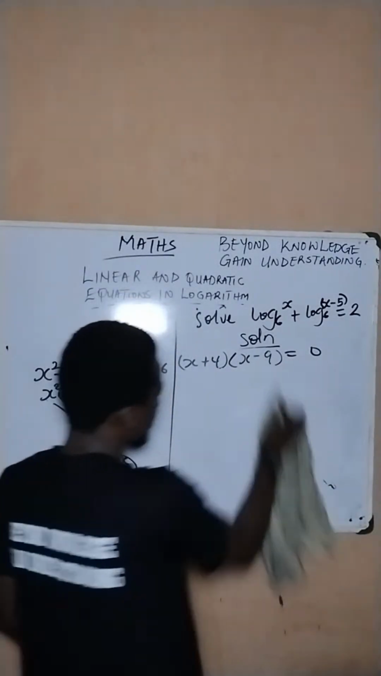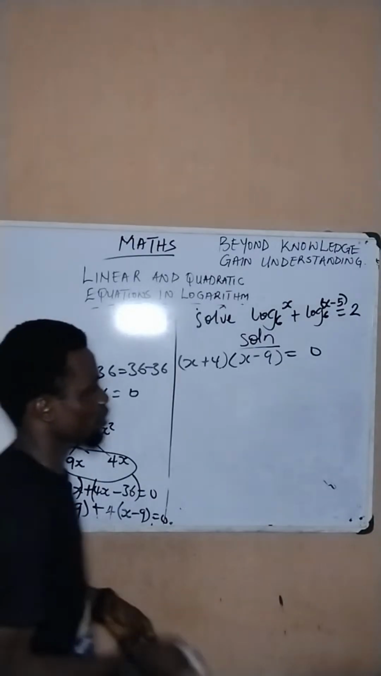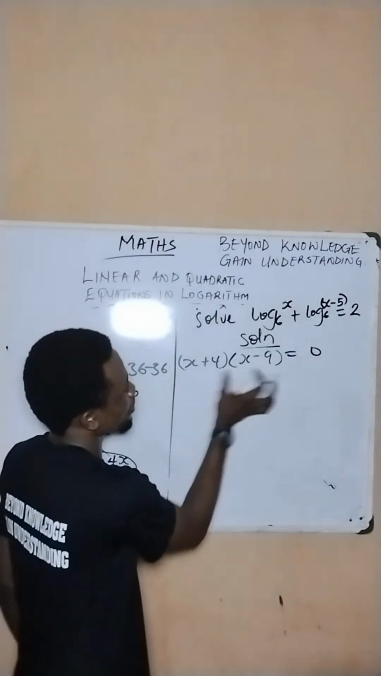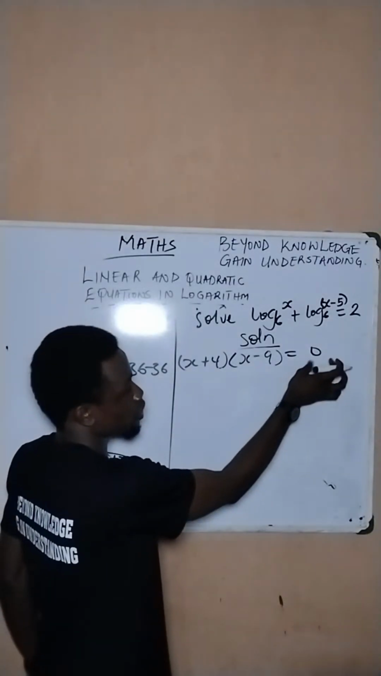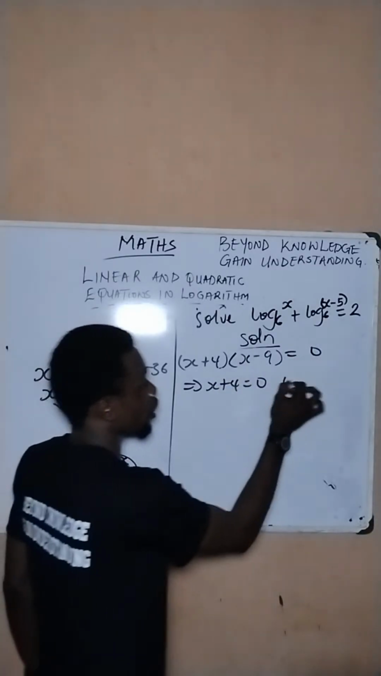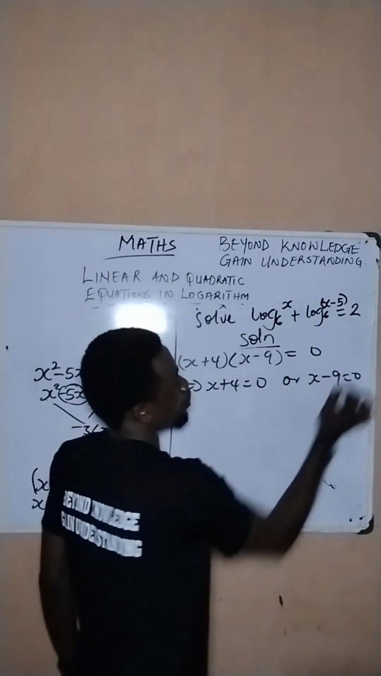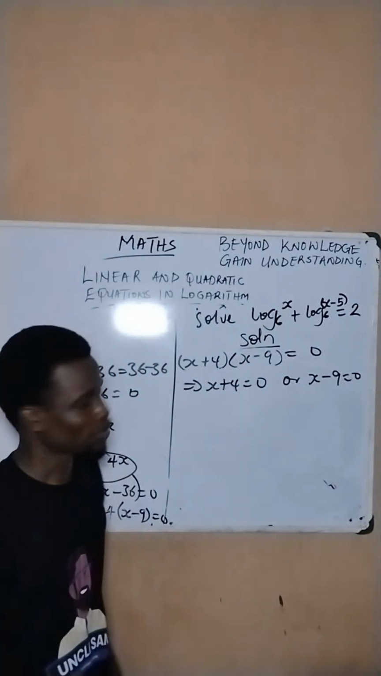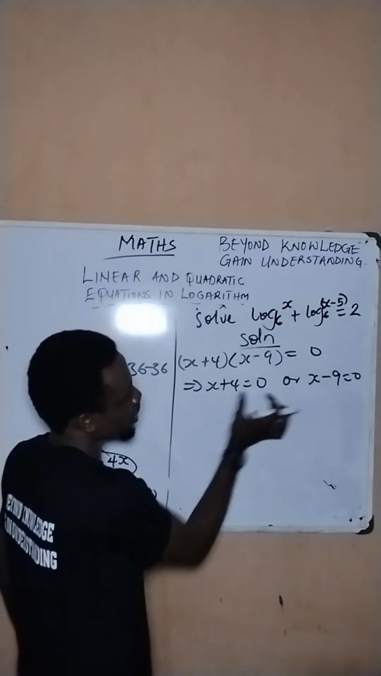So once we get to this point, we do something interesting, which we usually do in factorization and quadratic equations. Since this and this multiplied with each other is equal to 0, it implies that x plus 4 is equal to 0, or that x minus 9 equals 0, so that this statement will be satisfied. One of them must be equal to 0. So if that is the case, now we've broken it down.